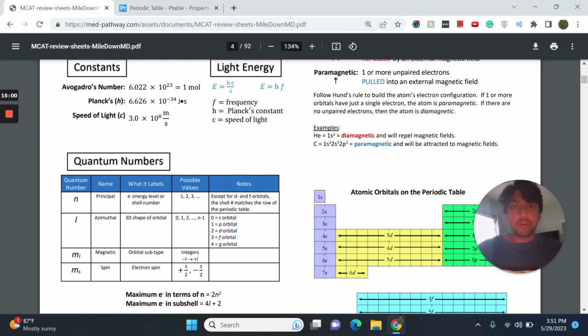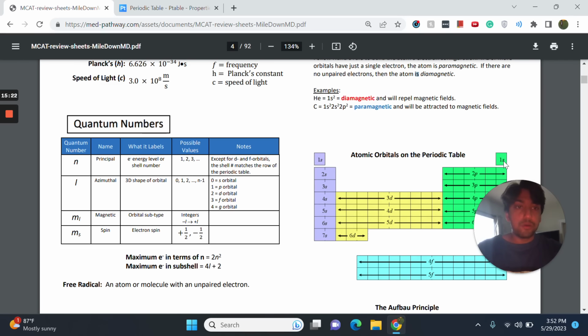Yeah, again, follow Hund's rule. Hund's rule says that you double up only if all the electrons have filled up the orbital subtypes. And then you can figure out if it's paramagnetic or diamagnetic. So 1s2 is helium. Helium is right here. It's going to be diamagnetic because all the electron orbitals are filled up with both electrons. Now, carbon's right here, is paramagnetic because even though it has this 2 in this p orbital, you know that those two electrons are in different orbital subtypes because of the Hund's rule. So make sure you understand that.